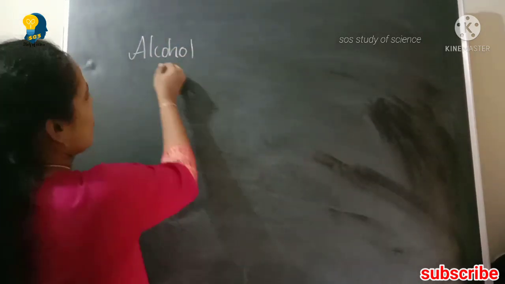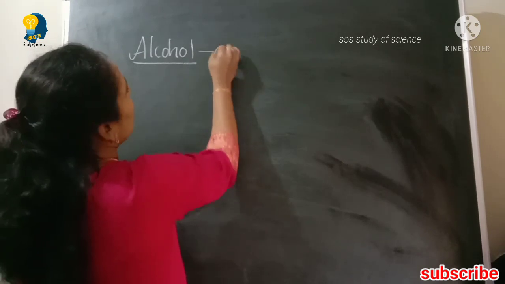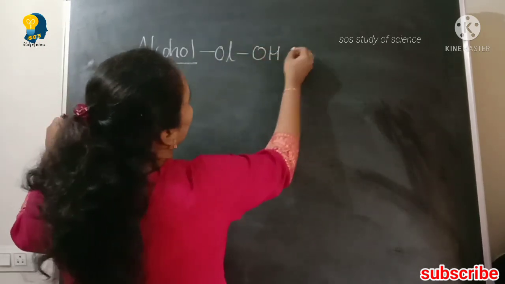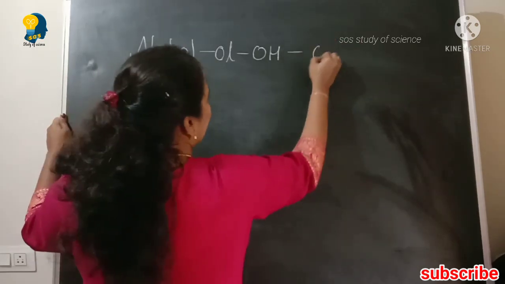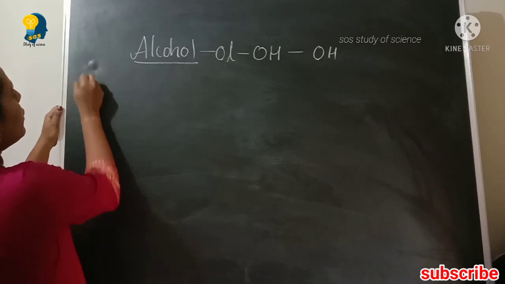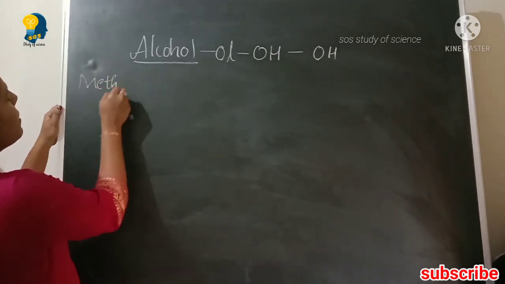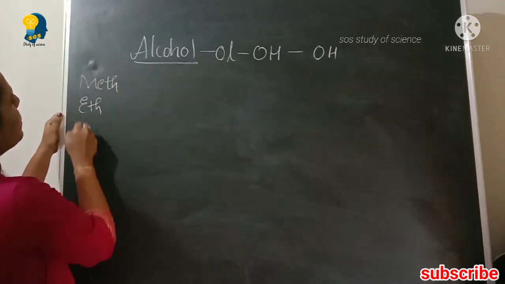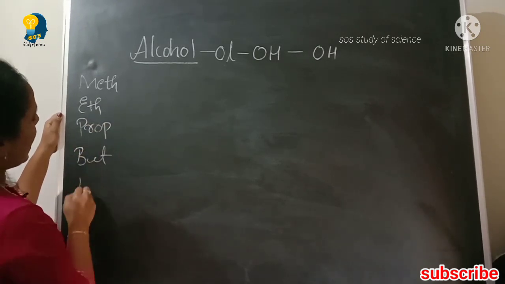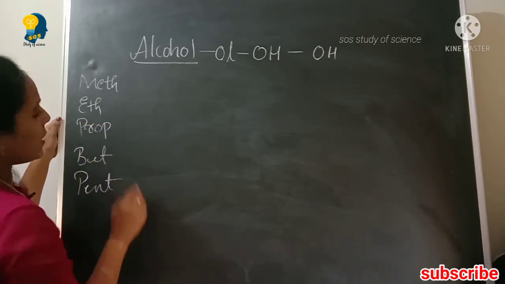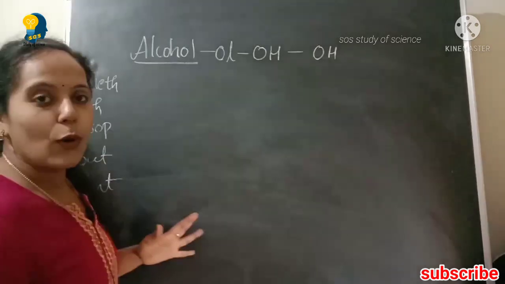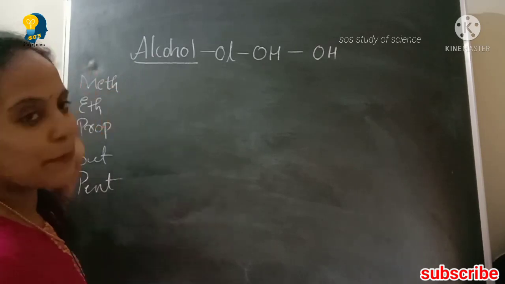See, alcohol, I told you, in the name it is OL, in the molecular formula it is OH, and even in the structural formula it is OH only. Let me write the word roots once again. Word roots always start from meth, eth, then prop, then but, and then pent. These are the word roots. Now when I talk about alcohol, the first member of alcohol is meth.